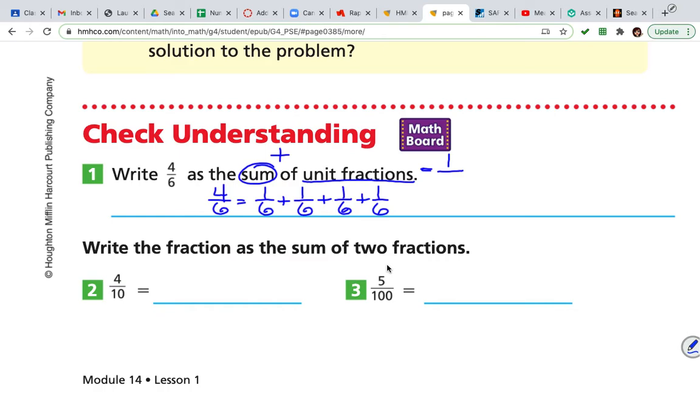All right, number 2 and 3, write the fraction as a sum of 2 fractions. So we're going to break up 4/10 into 2 fractions. I like 2/10 because 4 we can break up as 2 plus 2. 2/10 plus 2/10. All right, 5/10. So we can break 5 up. I would say 3 and 2. Maybe use 1 and 4. The first one you could have used 3/10 plus 1/10, maybe. All right, 5/10, so I would say 3/10 plus 2/10, or maybe you said 4/10 plus 1/10.